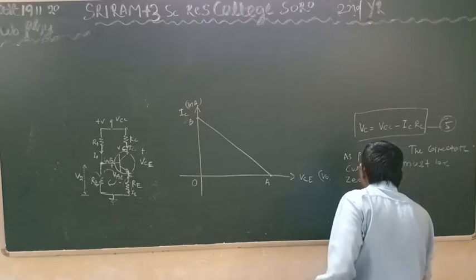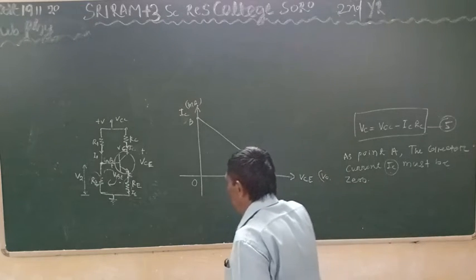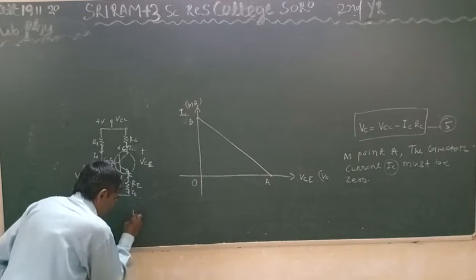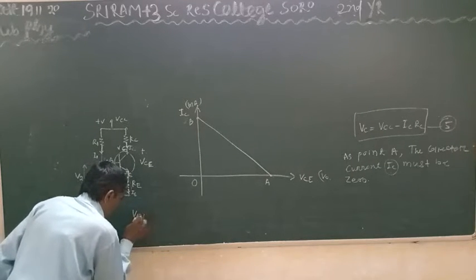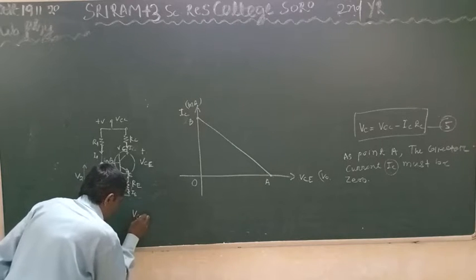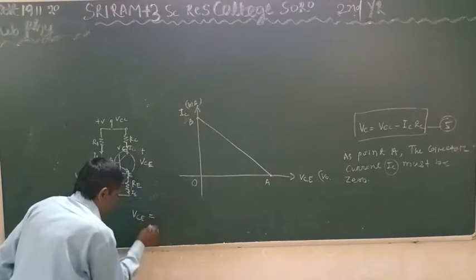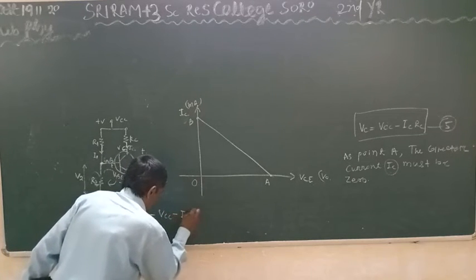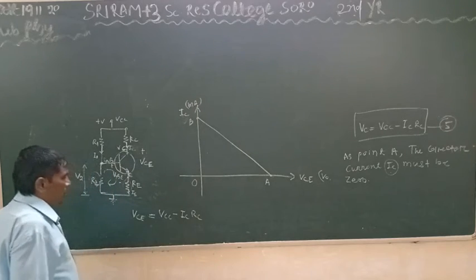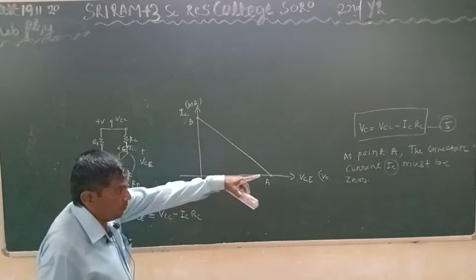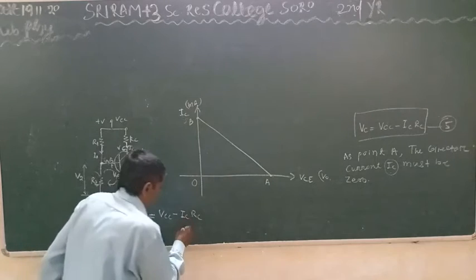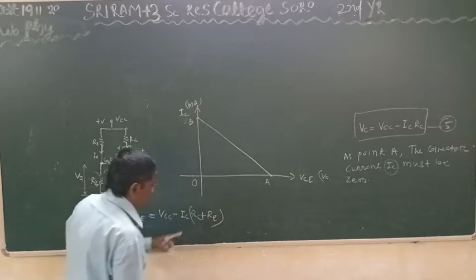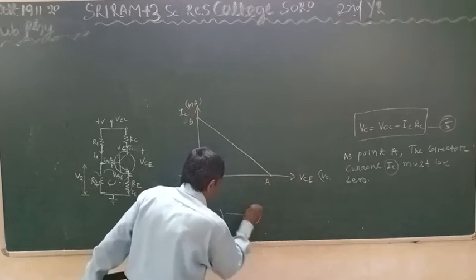Now this value of IC is put in equation number 3. Equation number 3 is VCE equal to VCC minus IC(RC plus RE). Here we put this value of IC as 0. Now this is equation number 3.